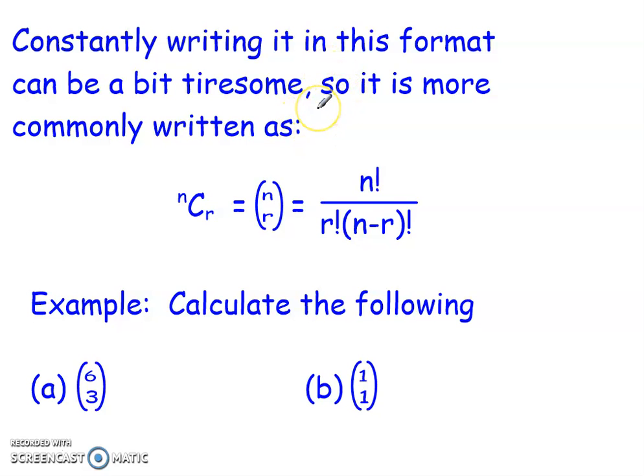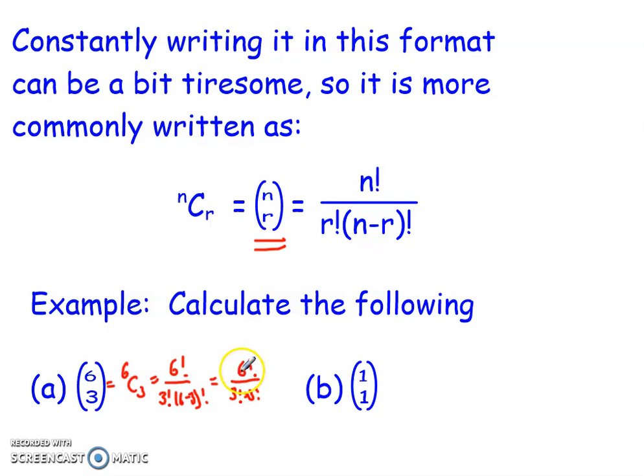Now one thing is, because we're going to be using it so much with the binomial theorem, it can actually be quite tiresome to write. So what we're going to do is change the notation and write it in this format here. So nCr in brackets, which is the same as our combinations, is given by n factorial over r factorial times (n minus r) factorial. So for example, if I wanted to calculate 6C3, if I put it in the formula, it would be 6 factorial over 3 factorial times (6 minus 3) factorial. So it would be the equivalent of 6 factorial over 3 factorial times 3 factorial.